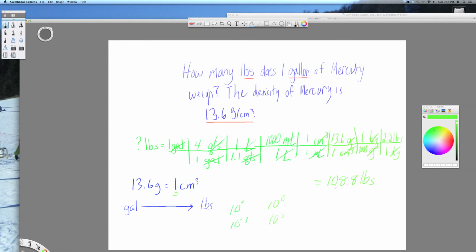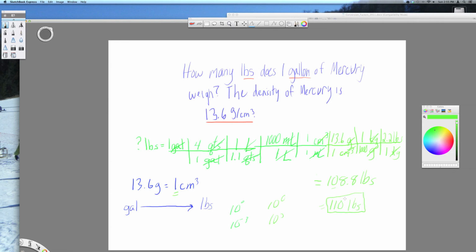Which number is the second sig fig? The 0. It's next to the 0. An 8, so the 0 is going to go up to a 1. And I got to keep the place value consistent. So I'm going to add a 0 there. Pounds. And there's my answer, 110 pounds.